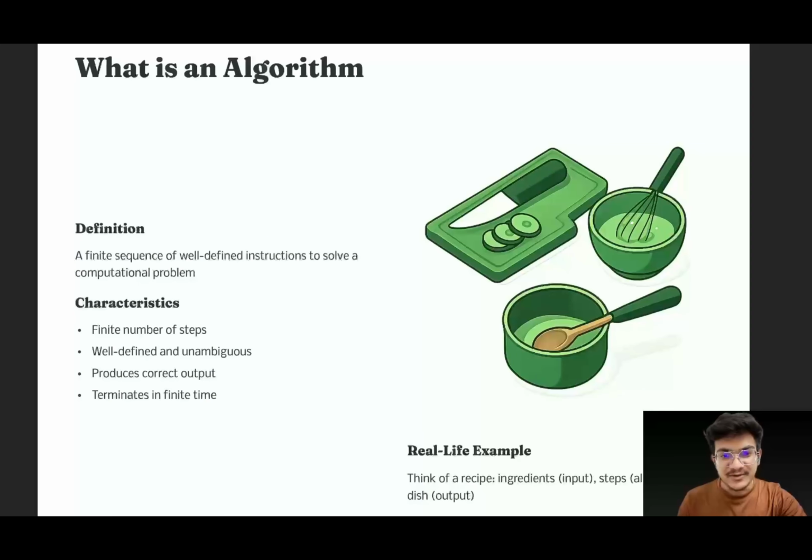So, what is an algorithm? An algorithm is defined as a finite sequence of well defined instructions used to solve a computational problem. It has some key characteristics. It must have a finite number of steps, it should be well defined and unambiguous, it must produce correct output, and it should terminate in finite time. A real life example is a recipe, where ingredients are the input, steps are the algorithm, and the final dish is the output.